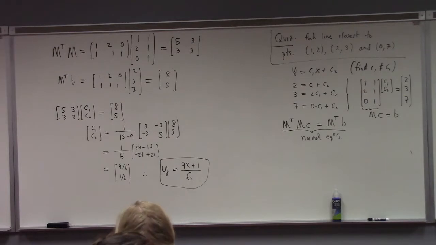Less important than hurrying through the details is understanding the big picture of what we're doing here, which is: if we have an inconsistent system, we write down the equations. Then to find the best approximation by least squares, we multiply by the transpose of the coefficient matrix and solve the corresponding problem.